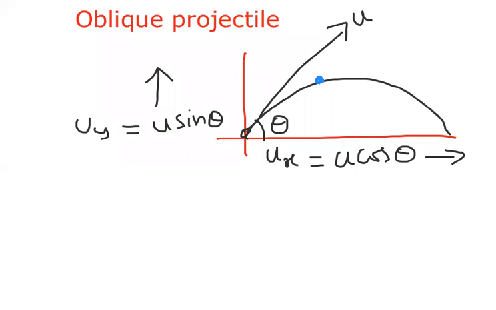Now I am considering a point here. This point I am taking as P. P is (x, y). I consider a point on the path, and it has two components. One is x, which is the horizontal displacement. Another one is y, which is the vertical displacement.